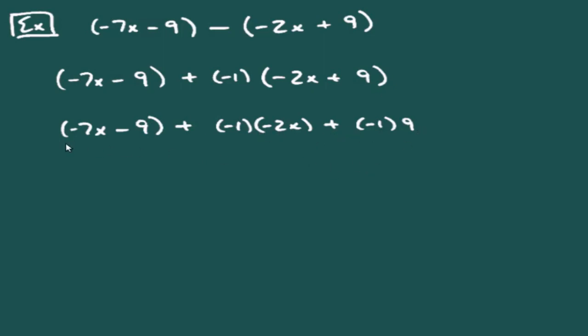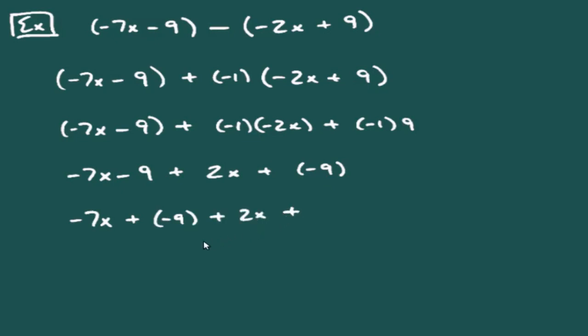So we have our negative 7x minus 9 plus the negative 1 times negative 2x plus the negative 1 times the 9. Well, negative 1 times a negative 2x gives us a positive 2x, and the negative 1 times 9 gives us a negative 9. Okay. So then kind of getting rid of the subtraction abbreviation from the first polynomial, we've got a negative 7x plus a negative 9 plus a 2x plus our negative 9.